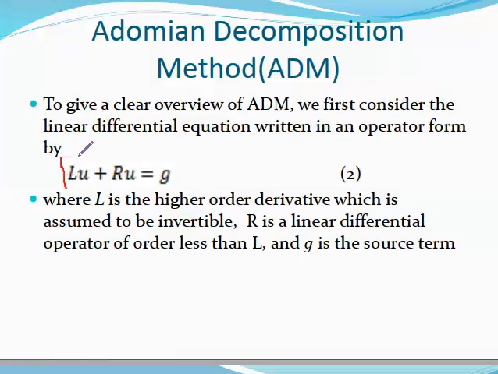In this slide is exactly the general form of any ordinary or partial differential equation, Lu + Ru = g, where L is the linear operator, u is the unknown function depending on x and y, R is the remainder term of u, and g is the source term, which in this case is a constant value in the differential equation. So what exactly is this L in this general form? This L is the highest derivative, which is assumed to be invertible in this case.